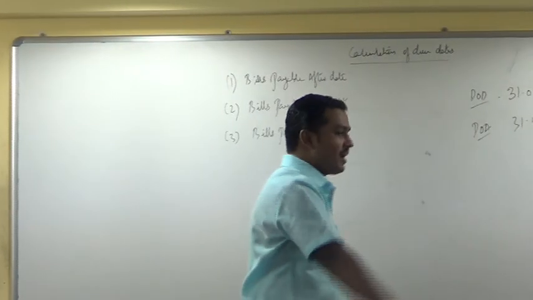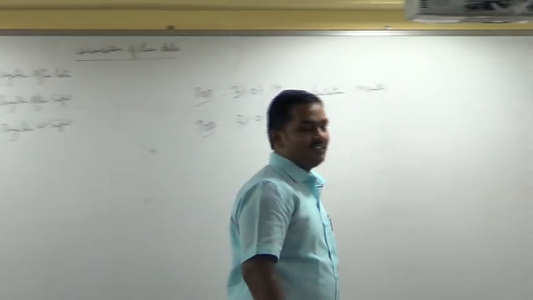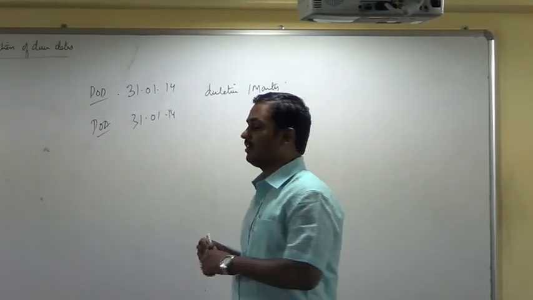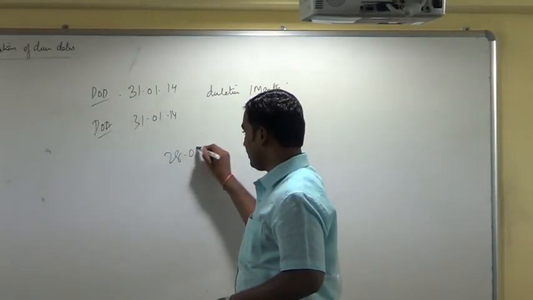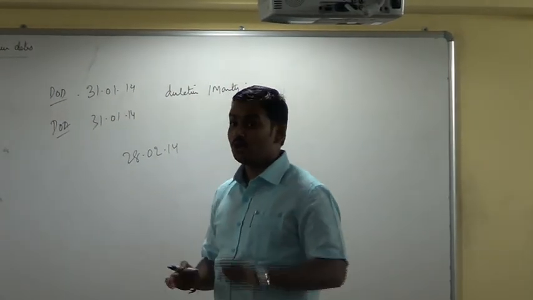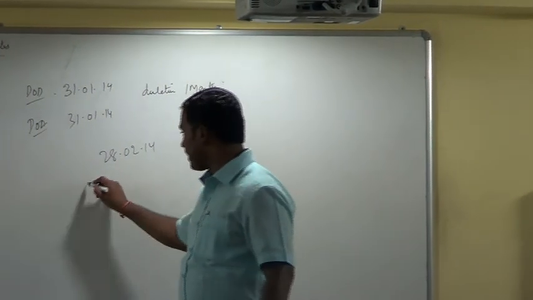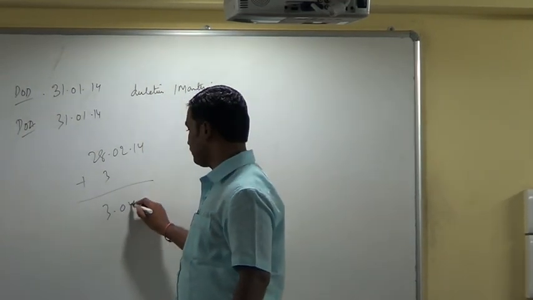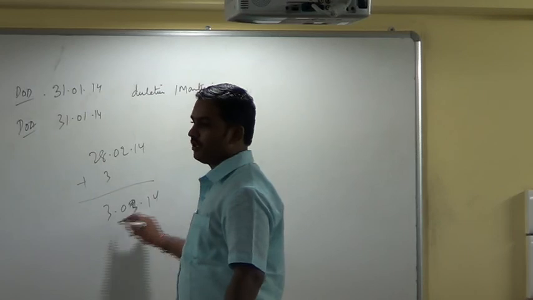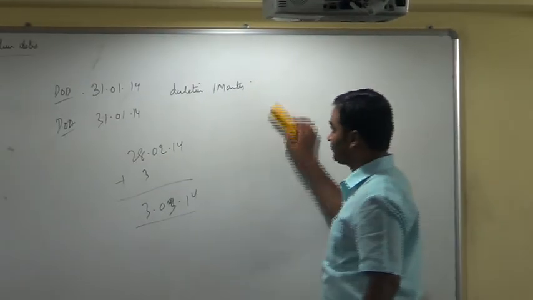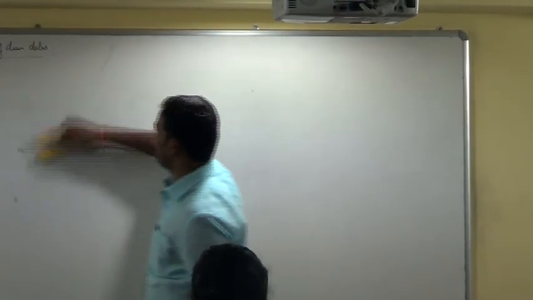What is the correct answer? 3rd March is the answer. Why? You don't have 31st February. So on 28th February, 1 month is over. Don't count how many days are there. Plus 3 days grace, so it will be 3rd March 2014 as the due date. Is it clear? Yes. We'll continue in tomorrow's class.